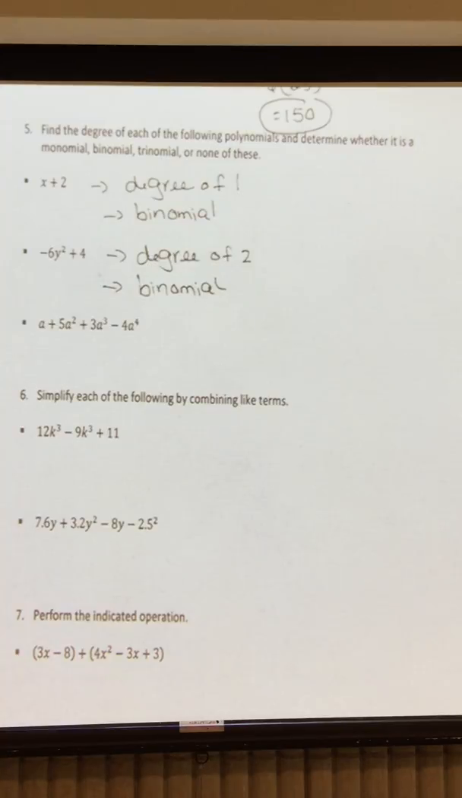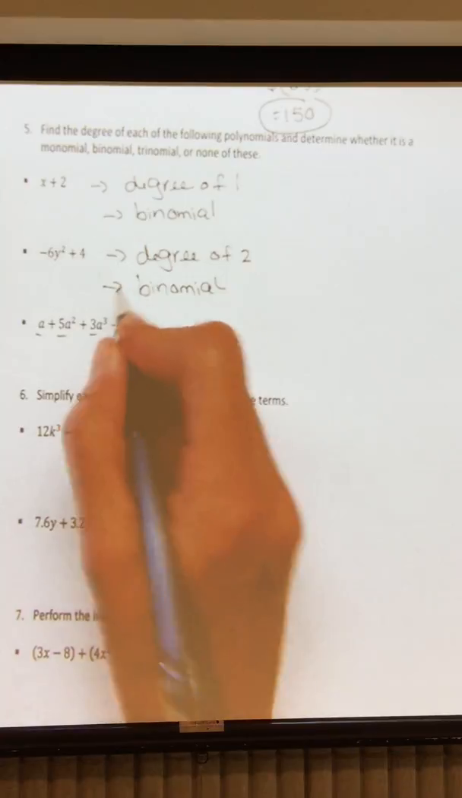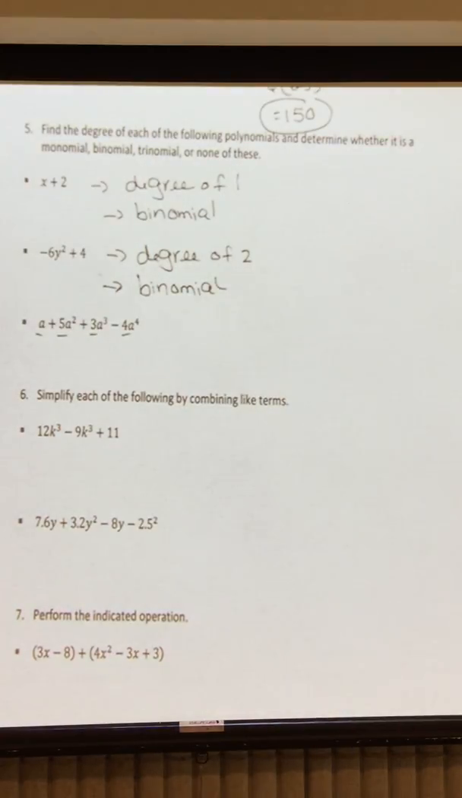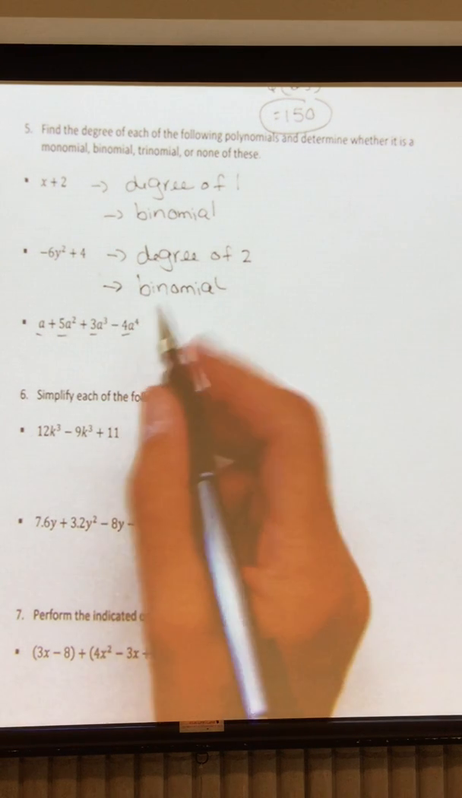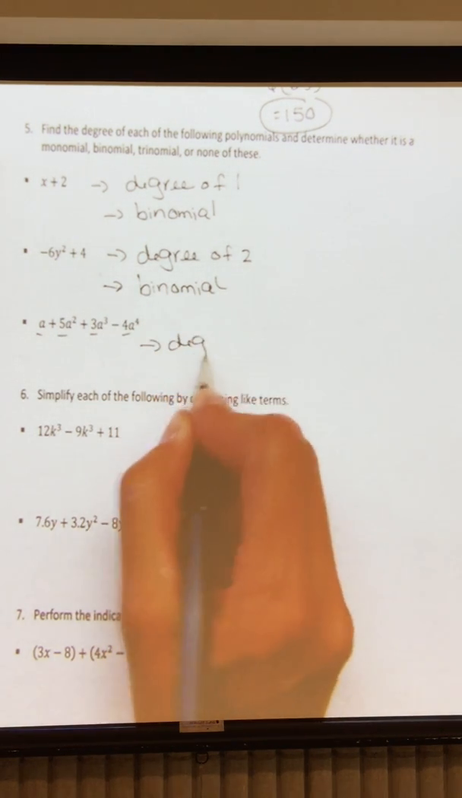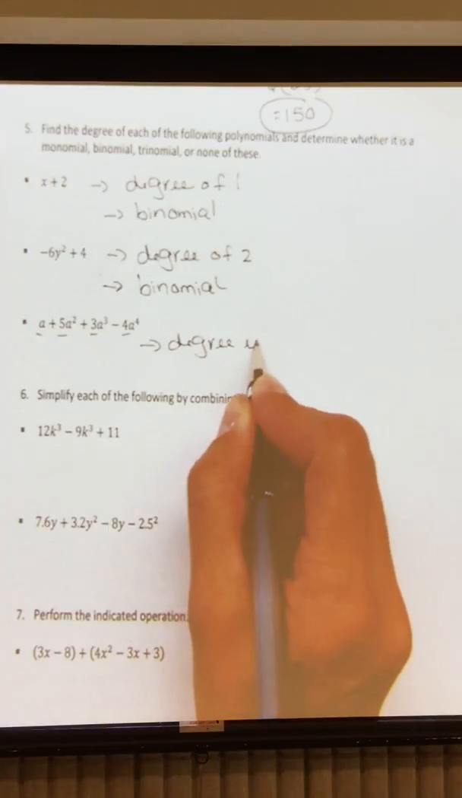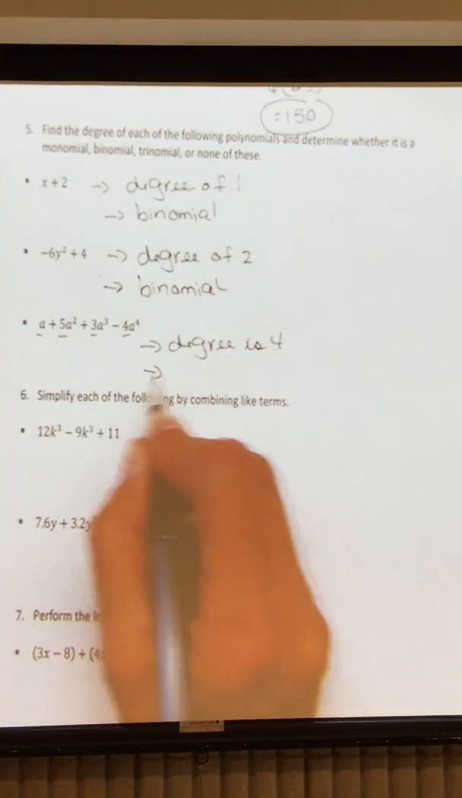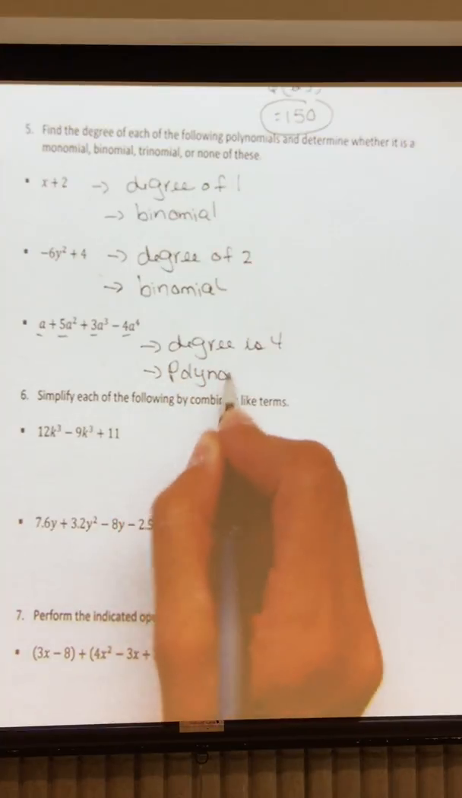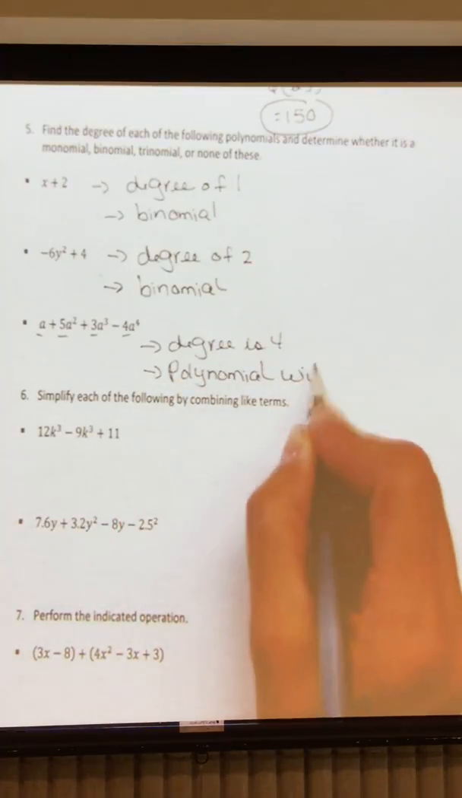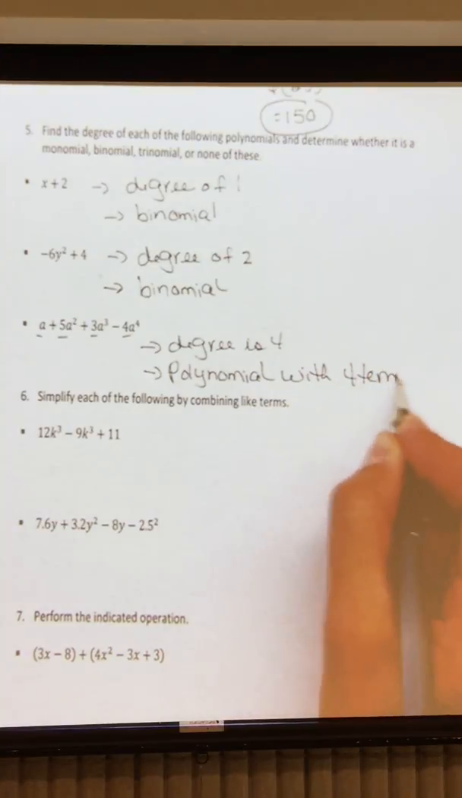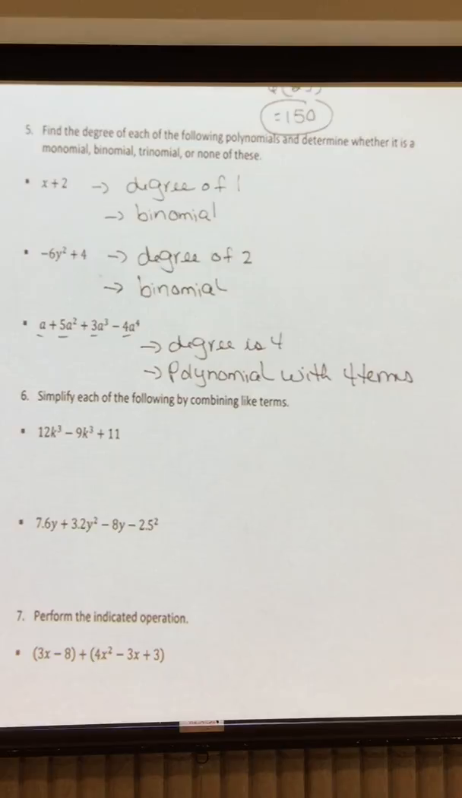Now the last part is you have 4 terms. So here you don't have 2, 3, 4 because you have 4 terms. Here you have no name for this polynomial. It's just a polynomial with 4 terms. And the degree here, you look at the highest degree, and the highest degree is 4. So the degree is 4, and you just have a polynomial with 4 terms. And that is it for number 5.